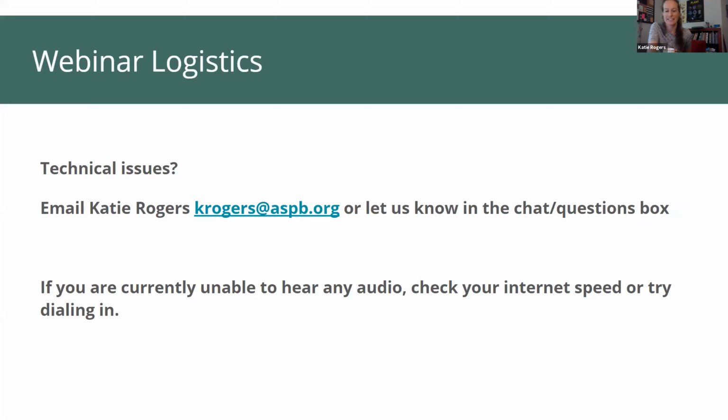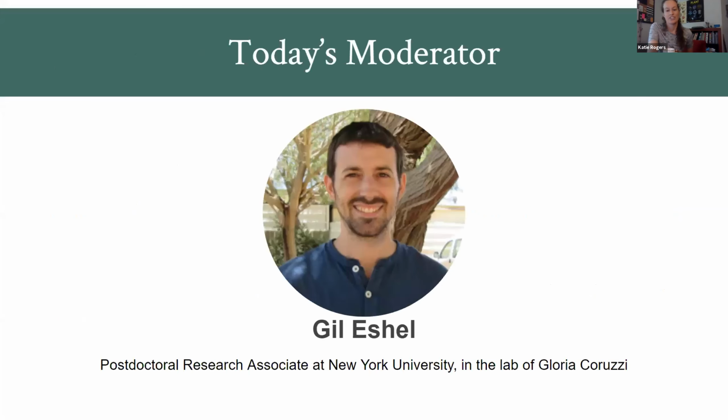Dr. Jill Eschel is here with us today to moderate this session. Jill is a postdoctoral associate at New York University in the lab of Gloria Caruzzi, where he uses evolutionary and systems biology approaches to study the adaptation of desert plants to dry and nutrient-poor soils. His research goals are to understand how plants evolved and adapt to extreme environments, and to identify genetic components that can be used for improving crop resilience. He is also interested in developing new computational tools and approaches to mine large genomic data to gain evolutionary and functional insights.